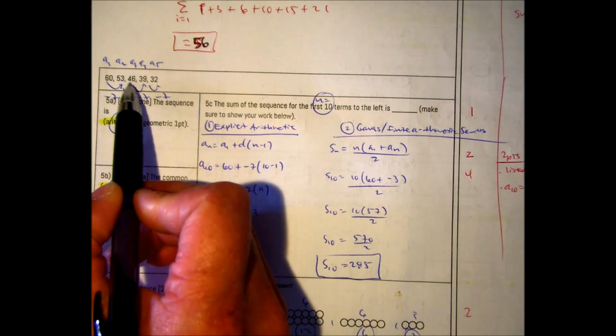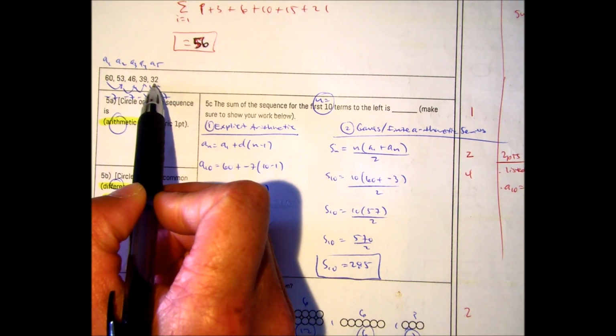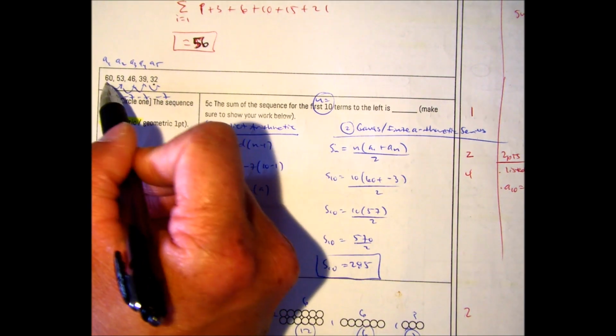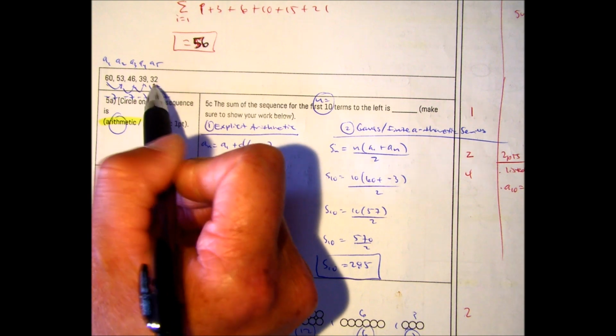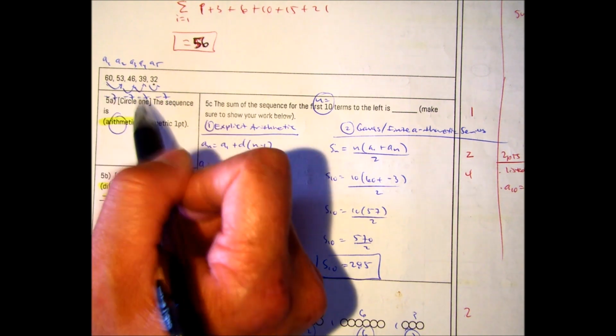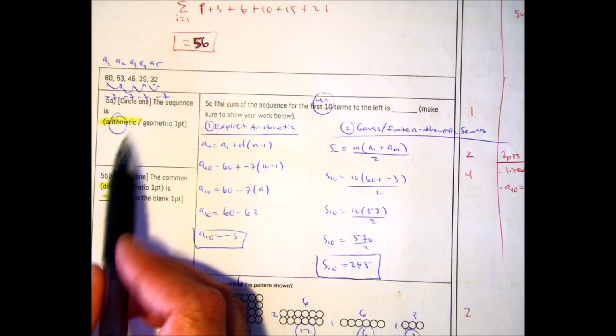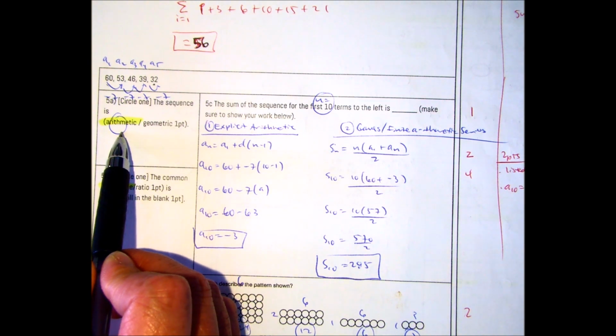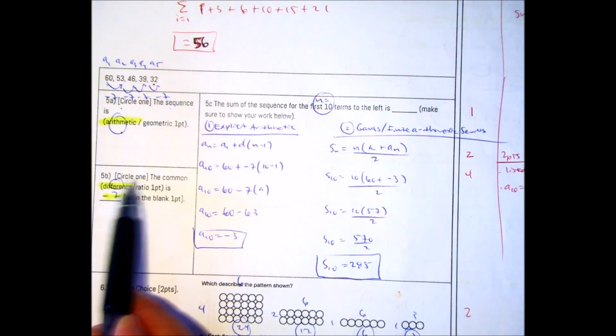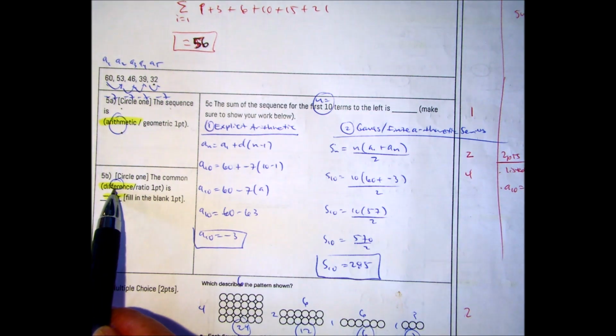The next question. Here are my numbers in my list: 60, 53, 46, 39, 32. If I recognize what's happening to each of these numbers, the numbers are getting smaller. If they're getting smaller, then I'm adding a negative number. I'm adding -7, or I'm subtracting 7 from each of those. It's arithmetic. So circle 1. Circle 1, the common difference, and is -7, not +7.